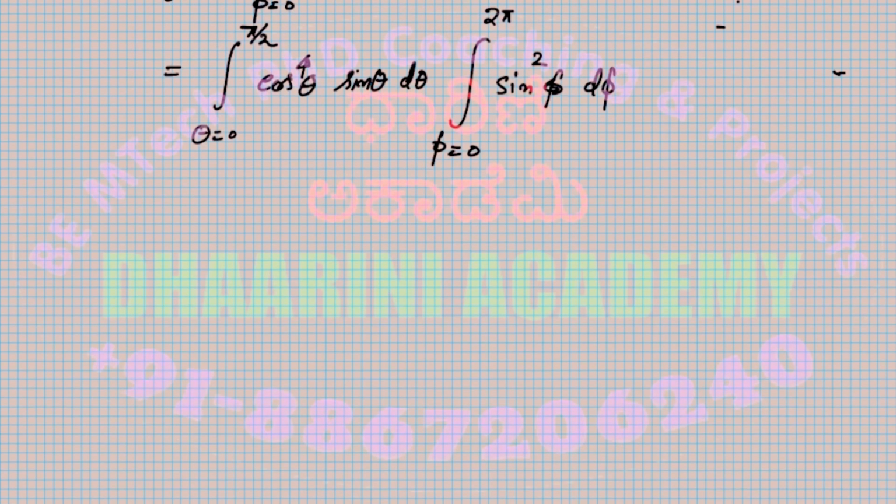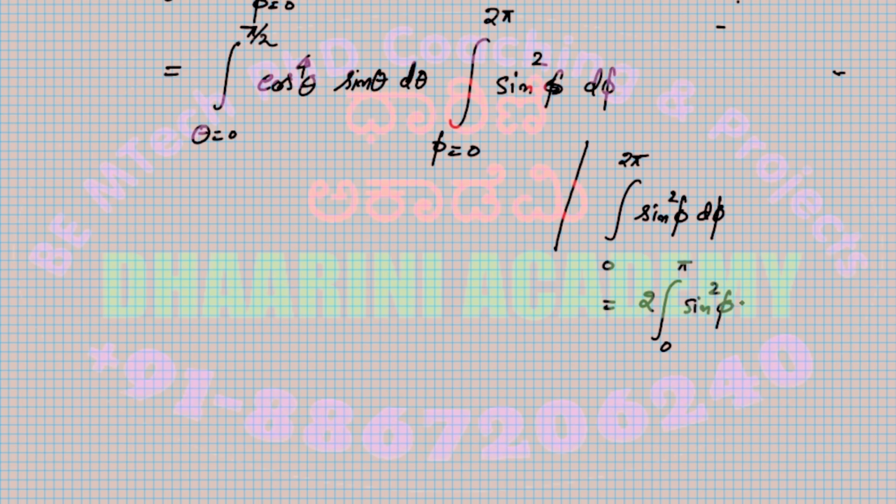If you remember, sine square phi is an even function, which means I have a direct answer for this. Let me show you on this side. The integral from 0 to 2 pi of sine square phi d phi is equal to 2 times the integral from 0 to pi of sine square phi d phi.